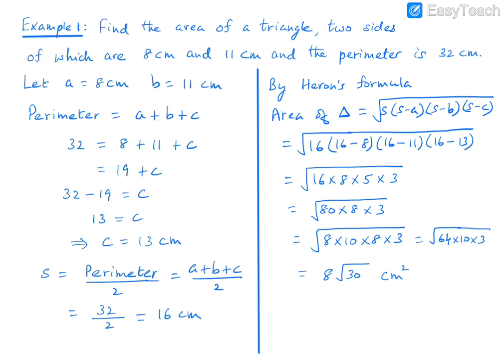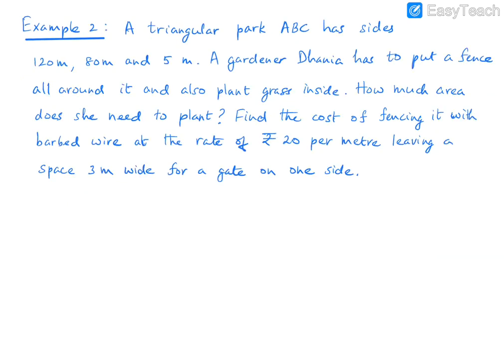So let us now do one more example for computing the area of the triangle using Heron's formula. In this example, we are given a triangular park with vertices A, B, C, and the lengths of the sides of the park are 120 meters, 80 meters, and 5 meters. So the three sides of the triangle have lengths 120, 80, and 5. Let's call the three sides A, B, and C.